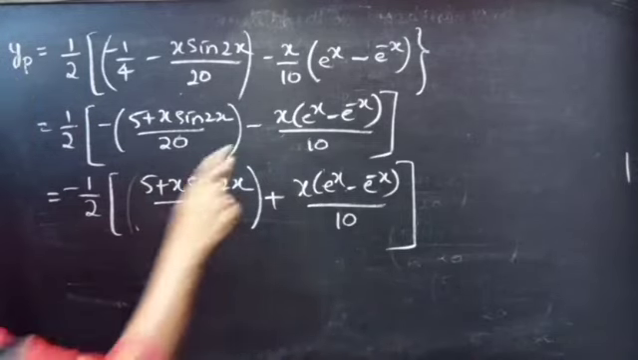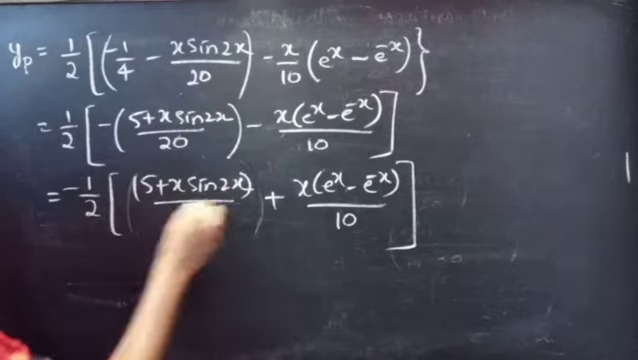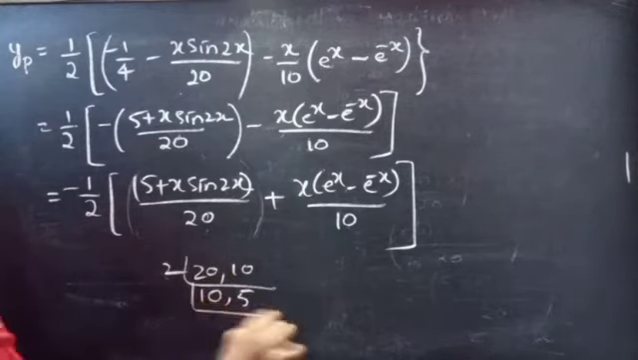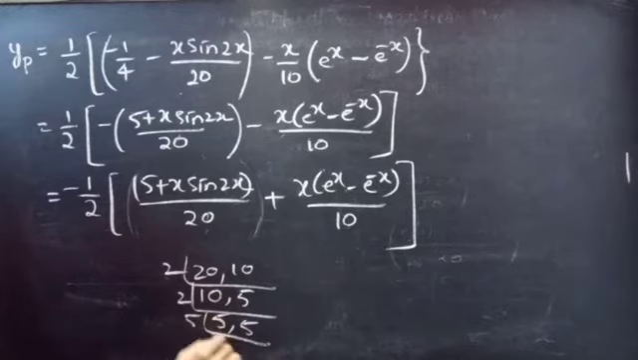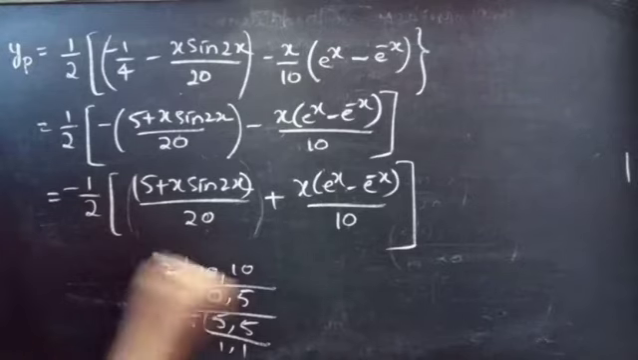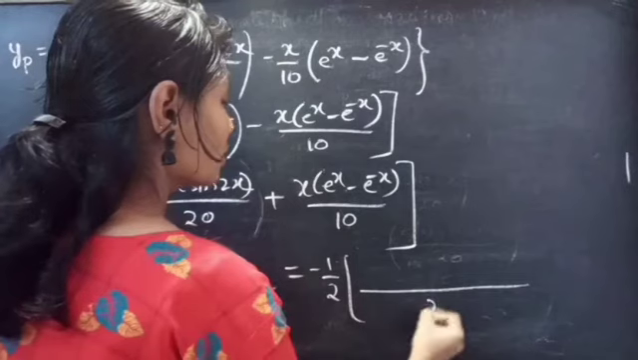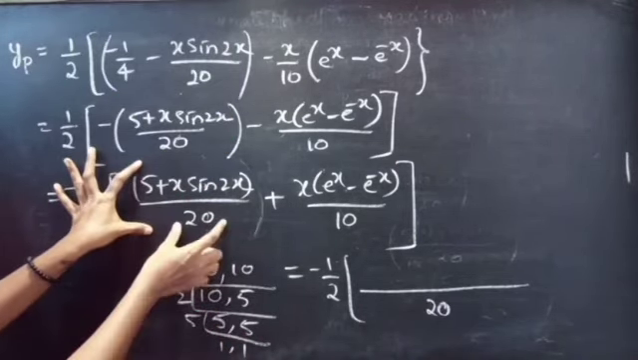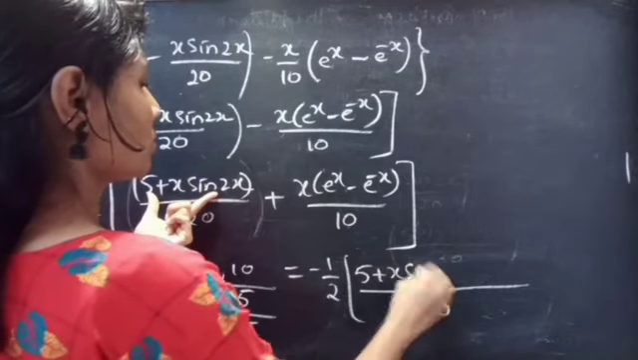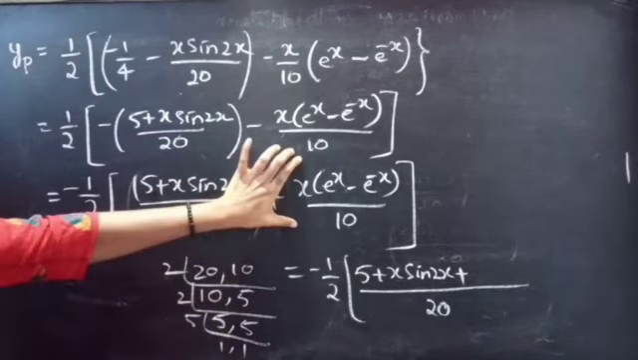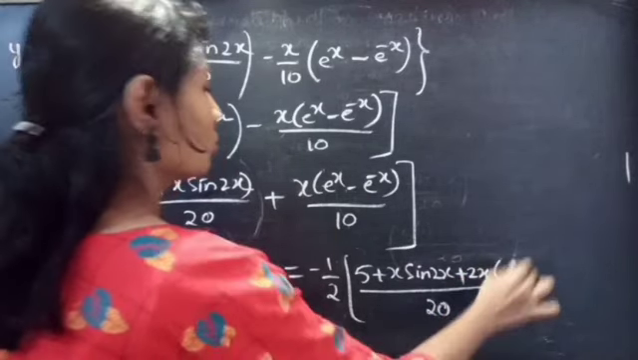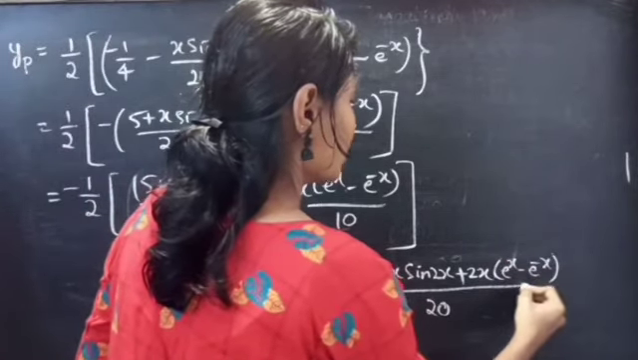Right? Now find the LCM of 20 and 10. 2 tens are 20, 2 fives are 10, 2 twos are 4, 4 fives are 20. So 20 is the LCM. Then this becomes minus 1 by 2 into, take the LCM 20. In the denominator of the first term you're having 20, right? So you need nothing to multiply the numerator, just write 5 plus x sin 2x. Now coming to the second term, in the denominator of the second term you're having 10, 2 fives are 10, so you need to multiply 2 to this term, so you'll get 2x into e power x minus e power minus x, right?